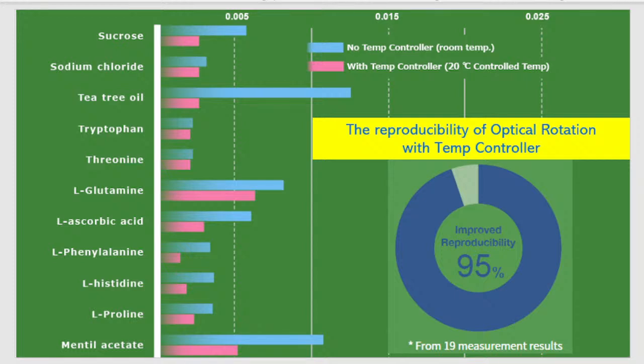From measuring 19 different substances, we saw that improved repeatability or reproducibility was 95%. So there was a 95% improvement in repeatability when controlling temperature. As I mentioned before, and as you can see from the chart, some substances have slight improvement, some substances have huge improvement. So the improvement that you get by controlling temperature does vary by what substance it is.